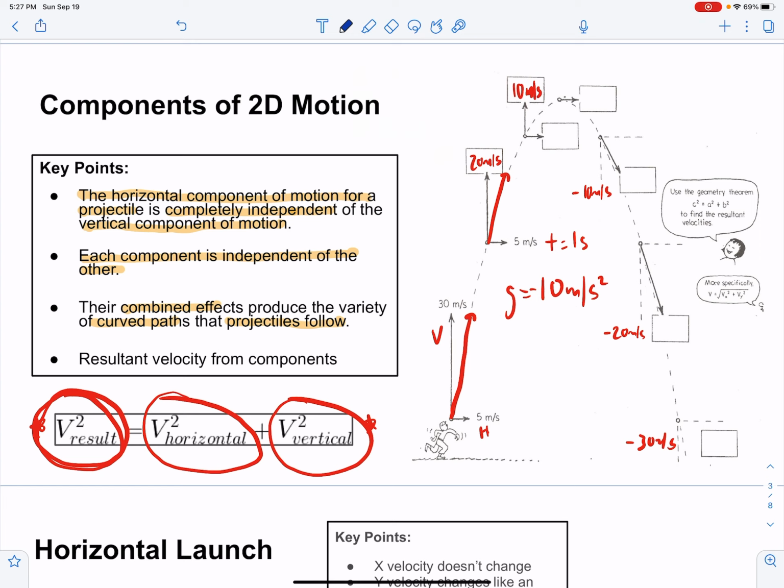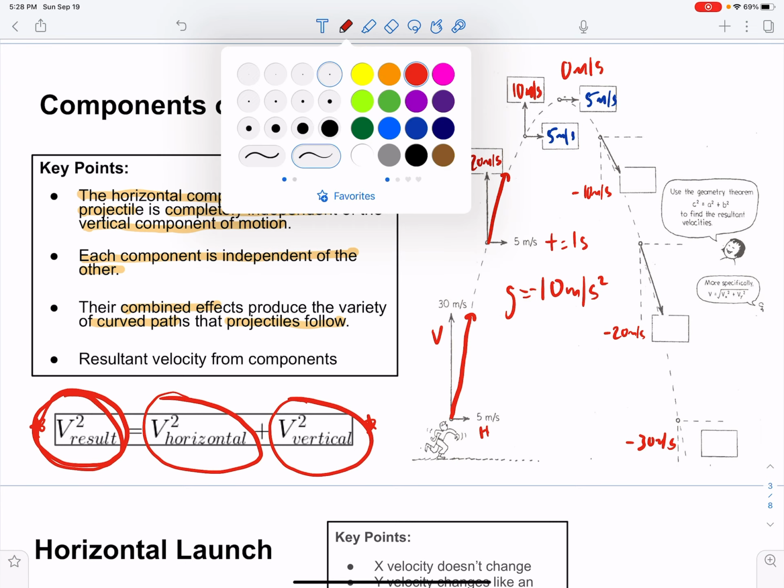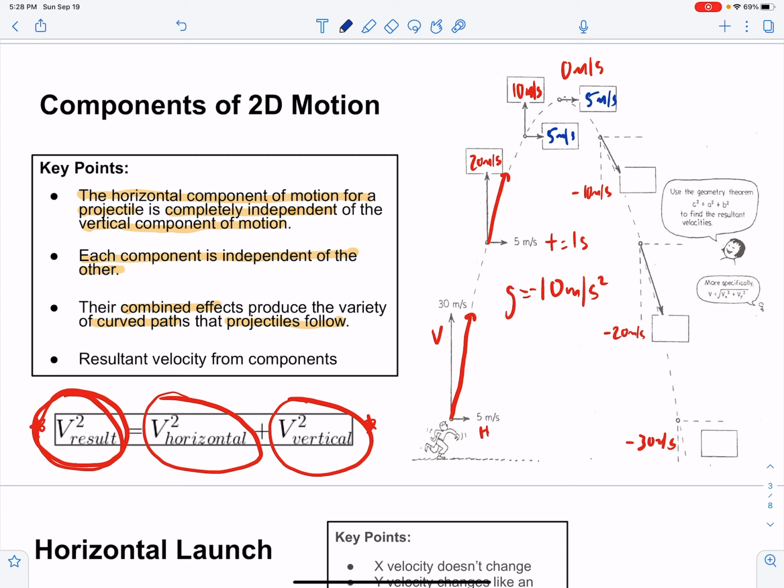We said that the horizontal component does not change. If we have no air resistance, it doesn't change. So we have 5 meters per second. At the peak, our horizontal velocity is 5 meters per second. Our vertical is 0 meters per second. Okay. 5 meters per second. Horizontal velocity doesn't change. We have no horizontal forces acting on our object, so we have no acceleration.